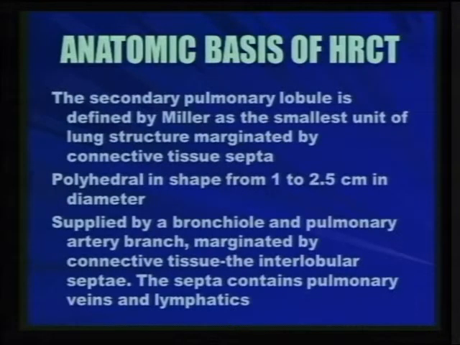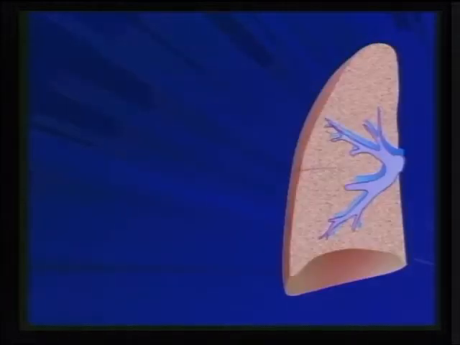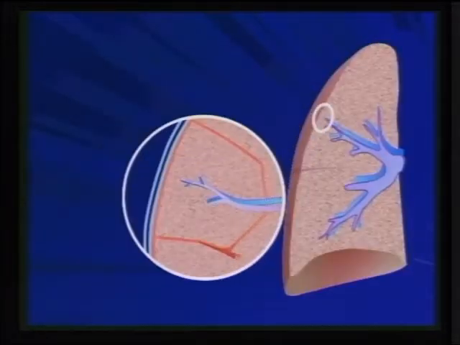So as I mentioned, they're polyhedral in shape, from 1 to 2.5 centimeters in diameter, and they're supplied by bronchial and pulmonary artery branches. But also they're marginated by connective tissue that forms the septa, and within those septa you have basically the lymphatics and the veins running along those septa. And again, if you look at the periphery of the lung, you see these polyhedral structures, and then you have the central arteriole and bronchiole within that.